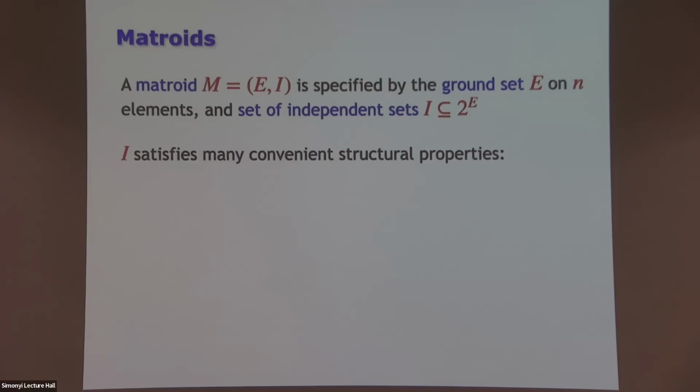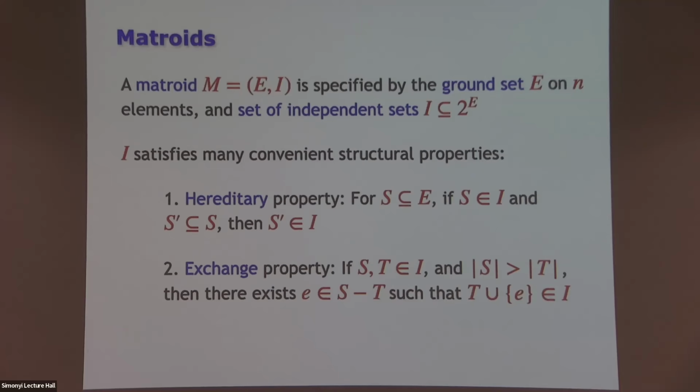To start, throughout this talk, I'll be denoting a matroid, M, by a ground set E and a set of independent sets I. The ground set E contains n elements and is just an arbitrary set. The set of independent sets is a set of subsets of E. Importantly for us, this set I satisfies many convenient structural properties.